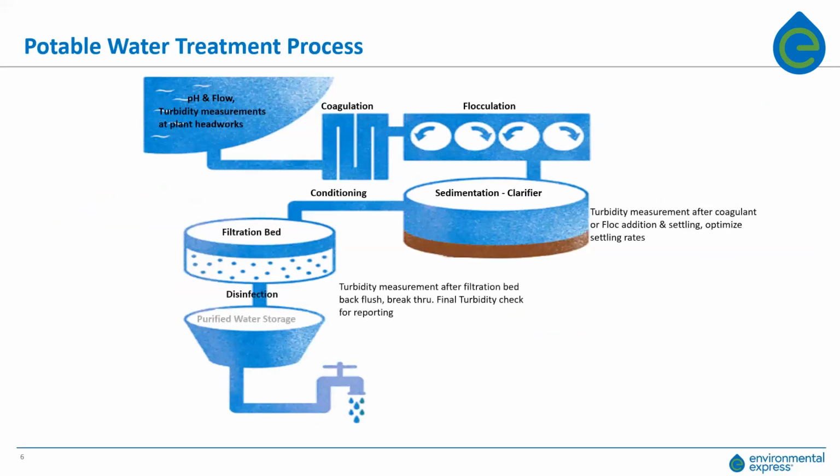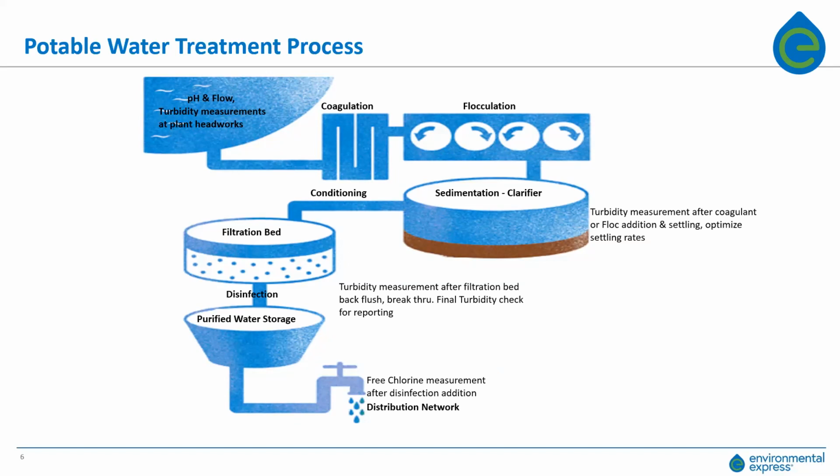So this slide is specifically a simple potable water treatment process, and it's important in my mind to explain this process so there's a better understanding of turbidity itself, where it's used, and why it's important. So at the headworks of a plant, they will normally measure pH and flow and turbidity. pH, obviously, so they can determine if there's a chemical slug coming into the plant.